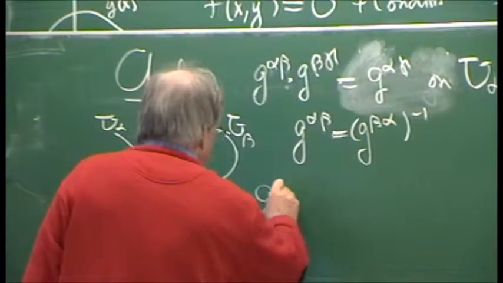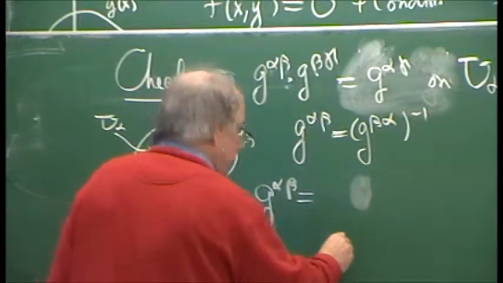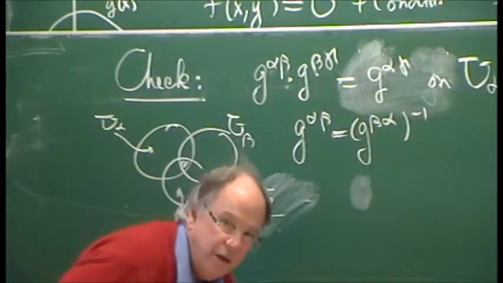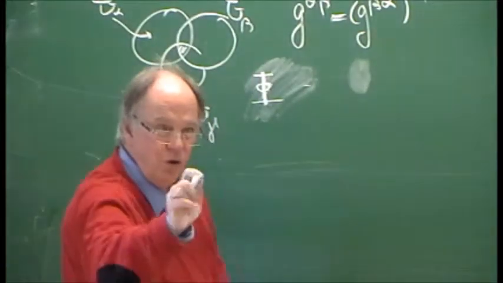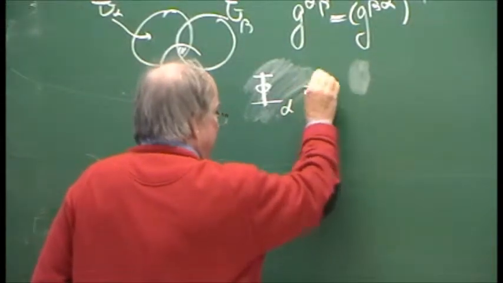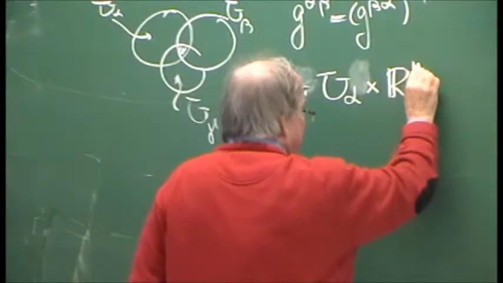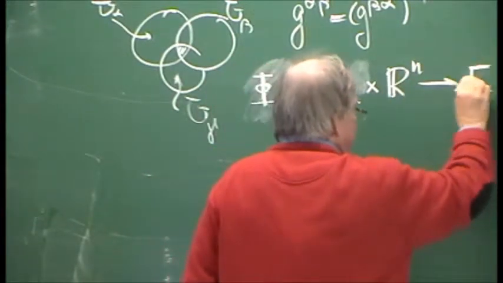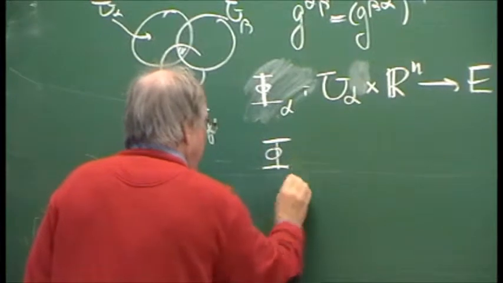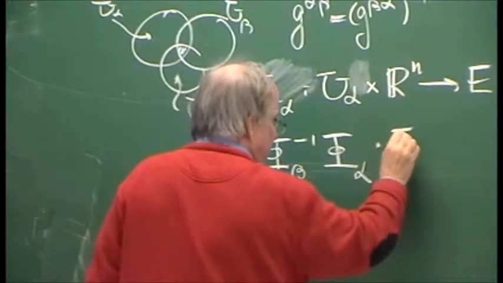So G alpha beta is phi beta minus 1. No, it goes from alpha to beta. No, this is how you define it in the beginning. This is how you define it. That's right. The way I wrote it, and he's debating whether this is right or not, but who knows who's right here? So this is the way I wrote it, okay? As a vector bundle set. Okay. And then I wrote here, yeah, I wrote the same. You may be right, I don't know.